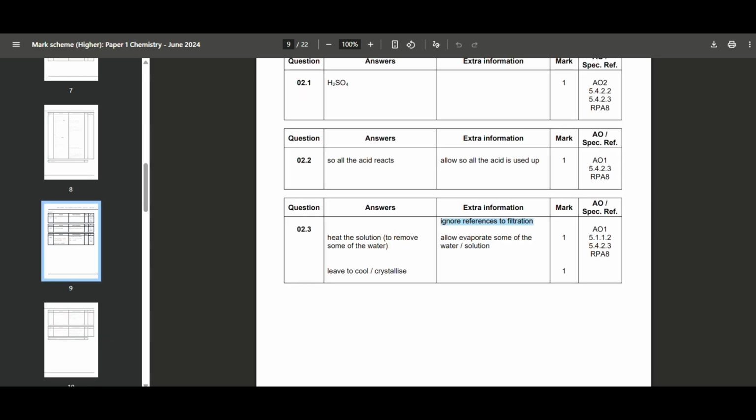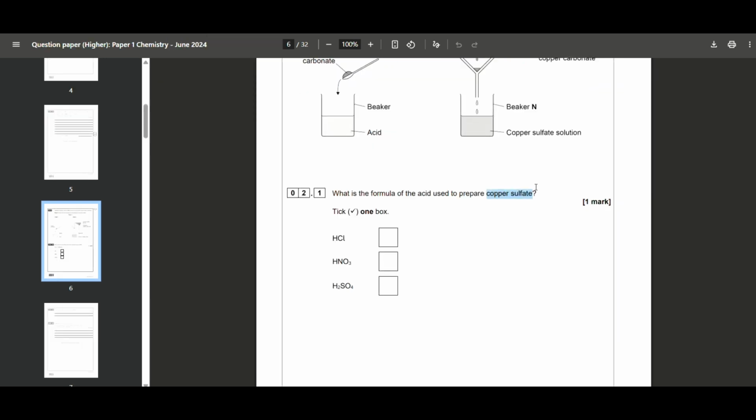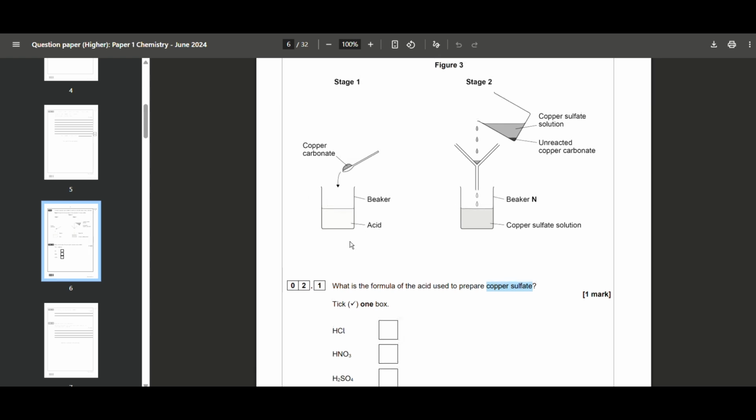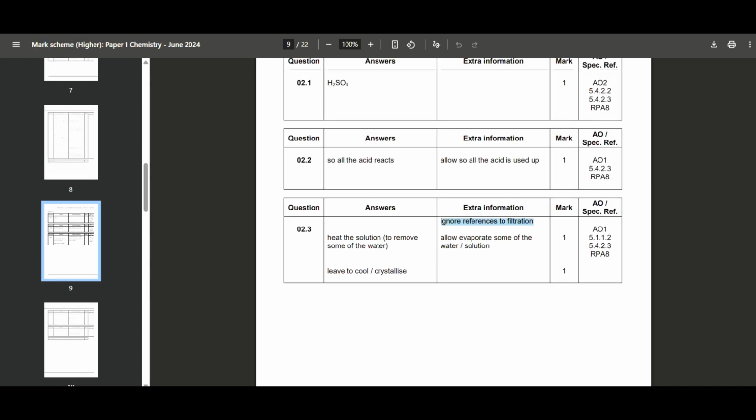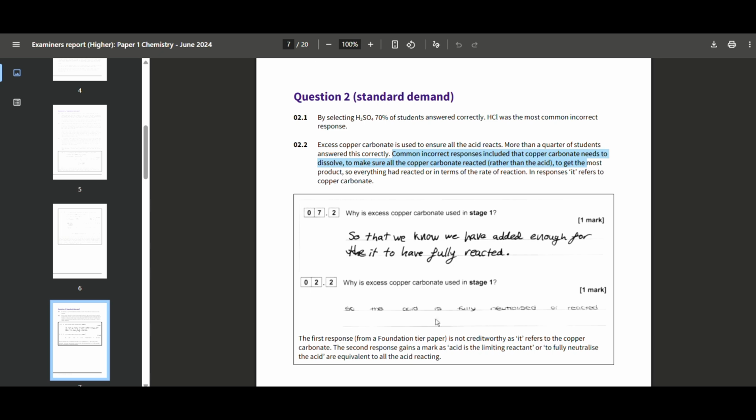So they should have said "so that all the acid reacts," okay? Because we obviously wanted to make sure all of this acid has reacted, and that is exactly what's happened here. We've got an excess amount of this. So they shouldn't have said it, because in the question that would be referring to copper carbonate, and they would get the question wrong. So that's what they're talking about here.